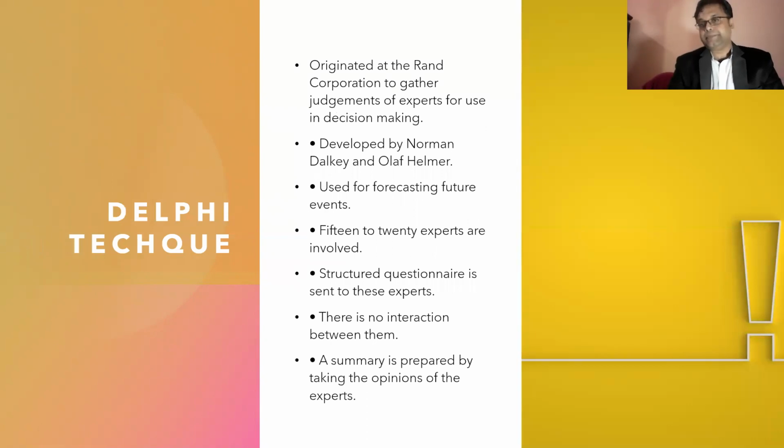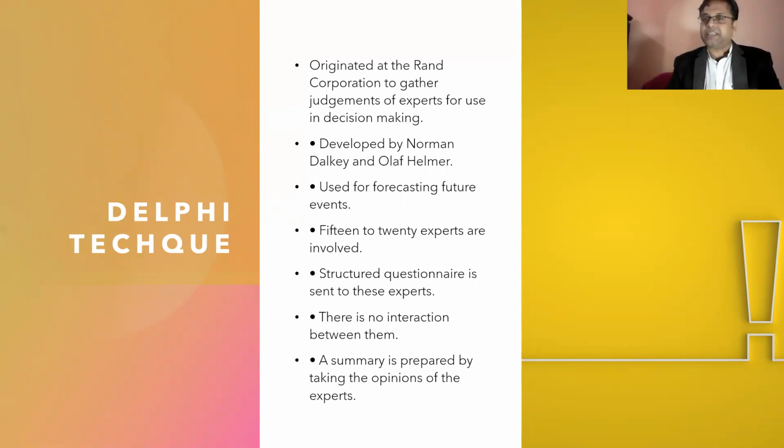Next one is the Delphi technique. It is a very common method, an age-old method, that is asking the expert. Simple. It originated at the Rand Corporation to gather the judgment of experts for use in decision making. Developed by Norman Dalkey and Olaf Helmer, it is used for forecasting future events. 15 to 20 experts are involved. We will be selecting 15 to 20 members. They may or may not know each other. They are geographically dispersed. They never interact with each other.